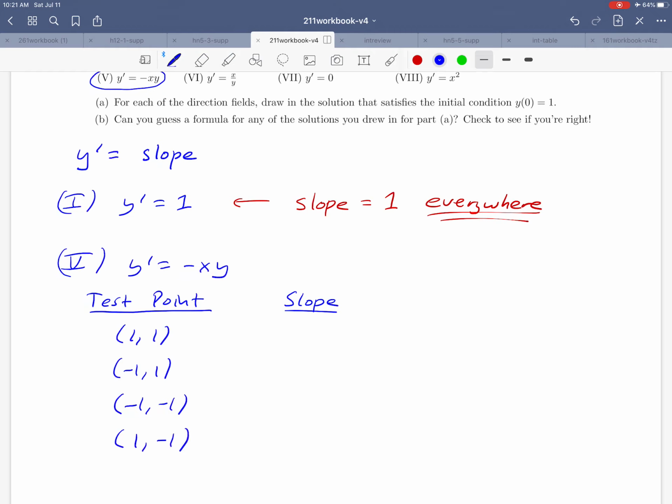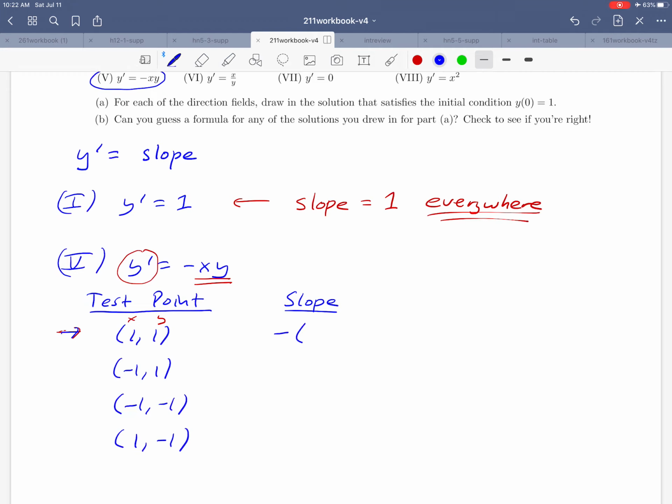Okay, nothing special about these points except that I'm choosing a point in each quadrant. You could choose other points, that would be okay. And what we want to do for each of those points is to figure out what would the slope be. Remember, the slope is y prime, and our equation is telling us we get the slope by taking negative x times y. So to find the slope for the first point, 1, 1, we would just substitute 1 in for x and y, because 1 and 1 are our x and y coordinates.